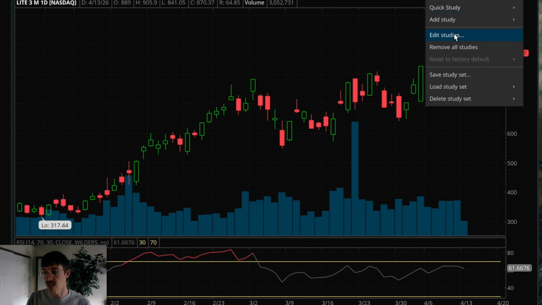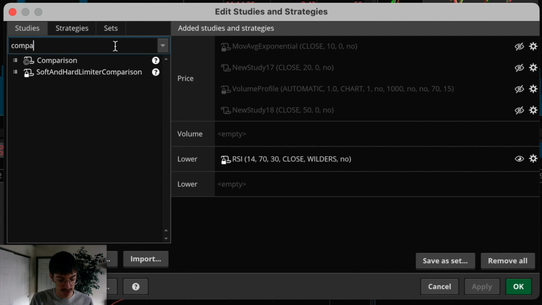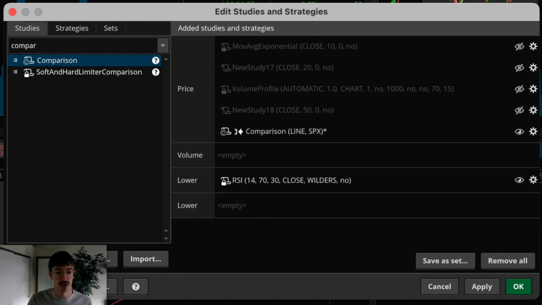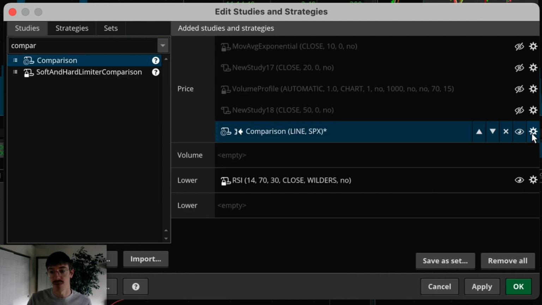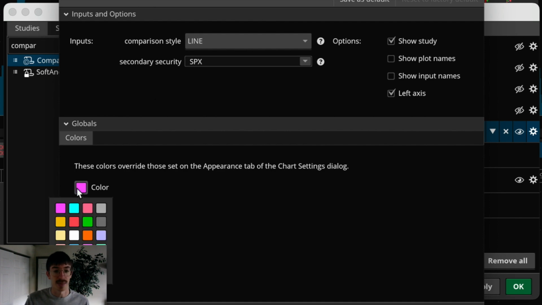I'm going to click on Studies and Edit Studies. We want to go ahead and add the comparison tool onto our chart. By default, this has a comparison line for the SPX, which is just the S&P 500. I'm going to go ahead and change this to a white line.